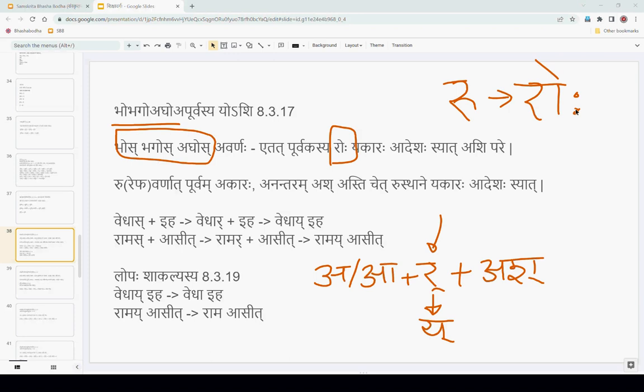Anything else? Mridu Vyanjanam. Akar. Okay. Etat purvakasya rahayakara ashipare. Udaharanam kimatta. Vedhas iha. Vedhasya. Kim bhavati vedasya?